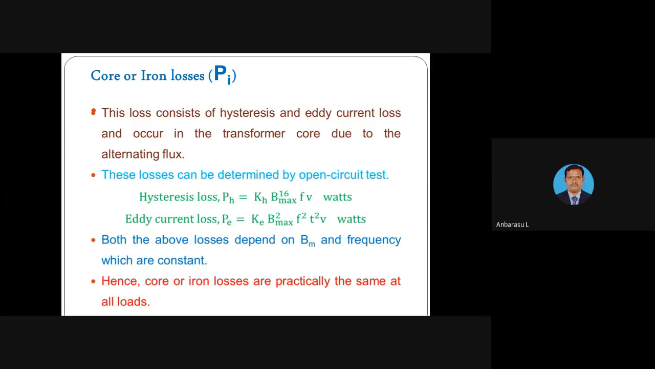Both of the above losses depend upon B maximum and frequency, which are almost constant. Hence, the core or iron losses are practically the same at all load conditions. So we consider the core or iron losses from no load to full load conditions to be always constant, because they depend only on B maximum and frequency, which do not depend upon the voltage or current.